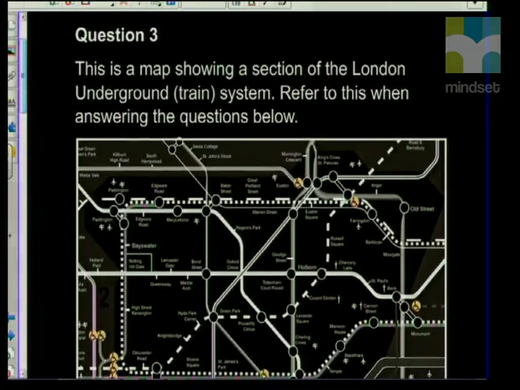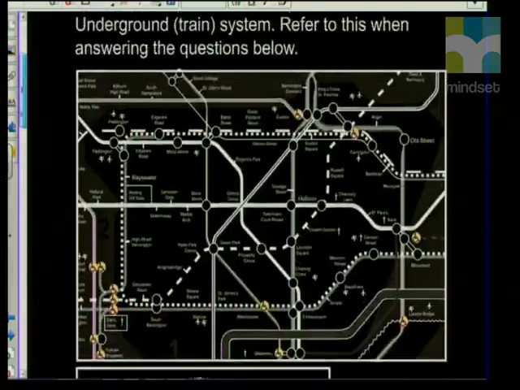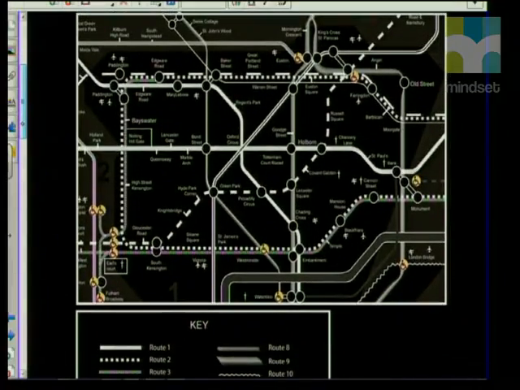So the question says, this is a map showing a section of the London Underground, which is a train system. Refer to this when answering the questions below. Okay, so you can see this is the map. What you might not understand is that these are all different stations along the map, and you can see where they might be going, and there's all sorts of other symbols that you might recognize, for example, disabled symbols and airport symbols and all sorts of other things like that.